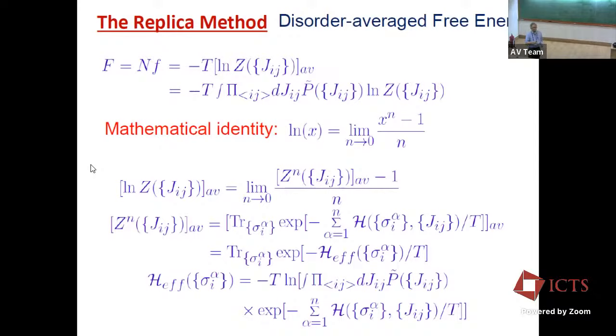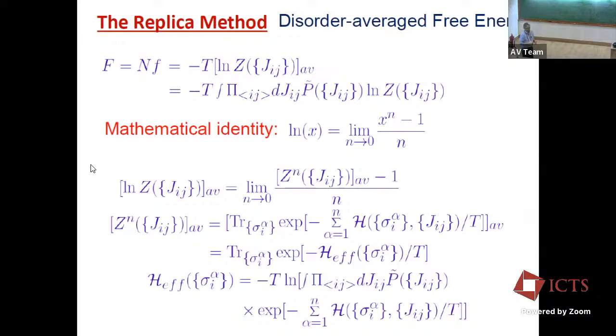Because even when all the JIJs are the same, like the standard Heisenberg model, you cannot solve the problem analytically. And here, there is the additional complication that the coupling constants are not all the same. So there is no way of analytically solving this problem, except in one dimension, perhaps. But in higher dimensions, you cannot.